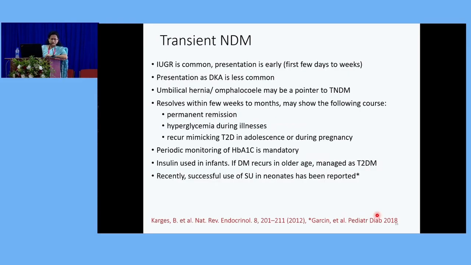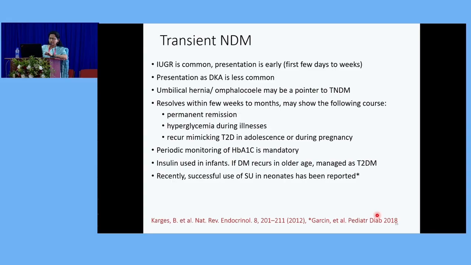Coming to transient neonatal diabetes. In transient, IUGR is more common. The presentation is typically earlier as compared to permanent neonatal diabetes. So they typically present within the first few days to weeks of life. And umbilical hernia may be a marker. The diabetes resolves within a few weeks to months, but may show either permanent remission, or hyperglycemia during illness, or recur mimicking type 2 diabetes in adolescence or during pregnancy.